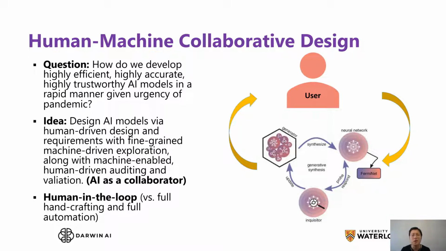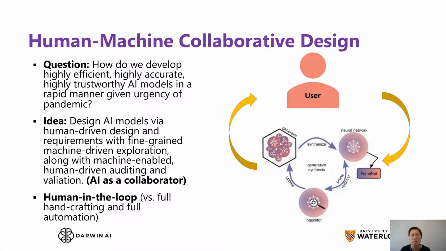the underlying idea of human-machine collaborative design, which is based on the premise that why don't we design AI models via a human-driven design and requirements, but with the fine-grained meticulousness of machine-driven exploration, along with machine-enabled, human-driven auditing and validation. So using this human-machine collaborative approach, we're actually treating AI as a collaborator to work with us to build better solutions that are more accurate, that are more efficient, and last but not least, highly trustworthy.